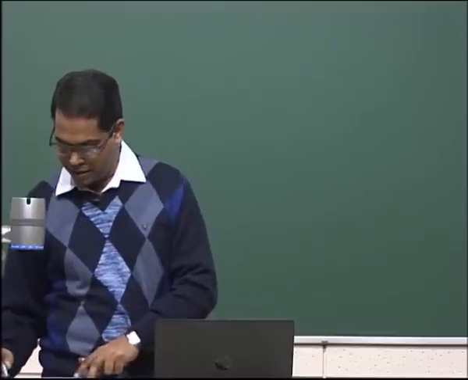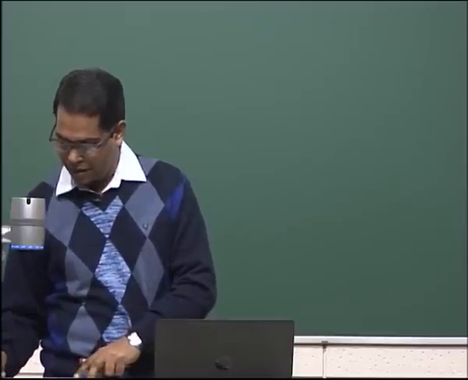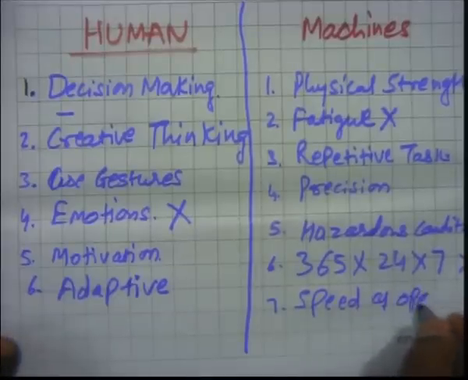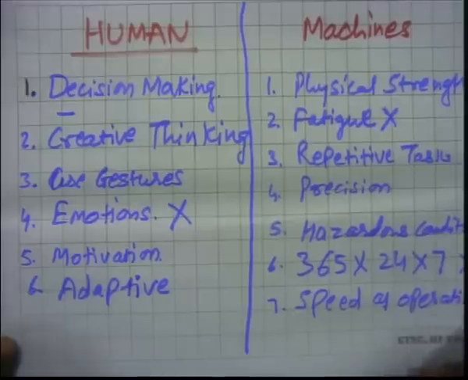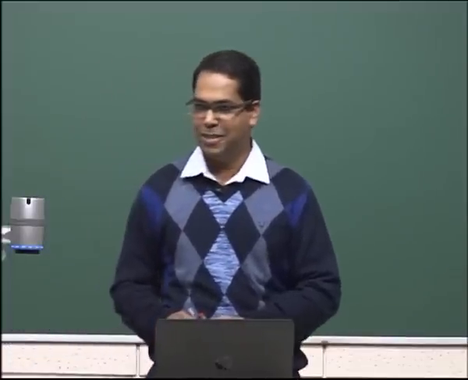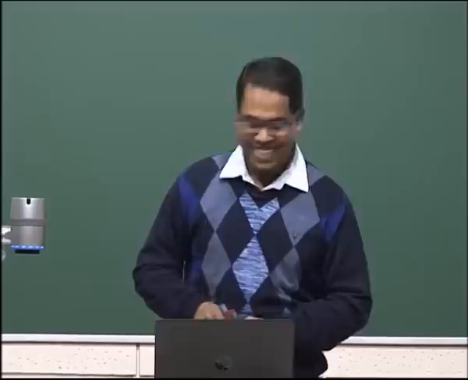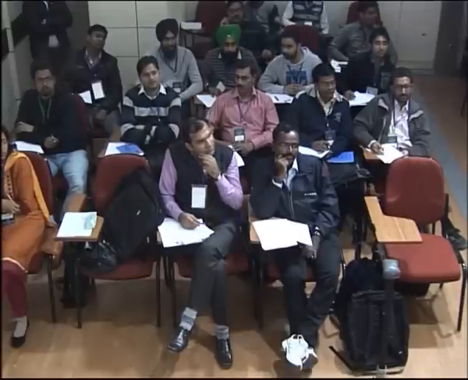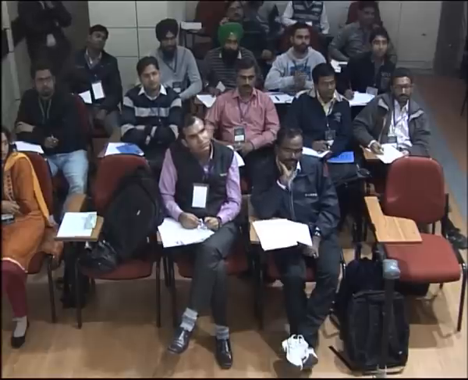Speed of operation. So it means you have more strength in machines than you. That is the reason you are all lovers of automation. You like machines more than human beings. And a few more? Economical. Initial cost. In the long run, we can say that. Any other strength of a machine?